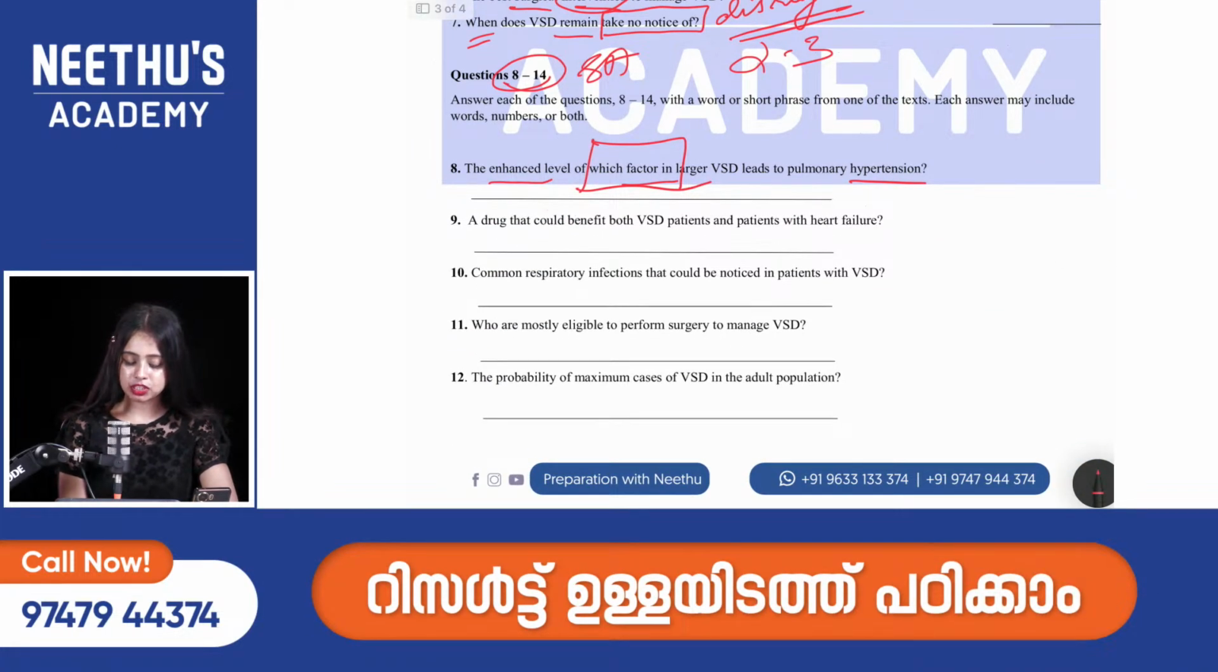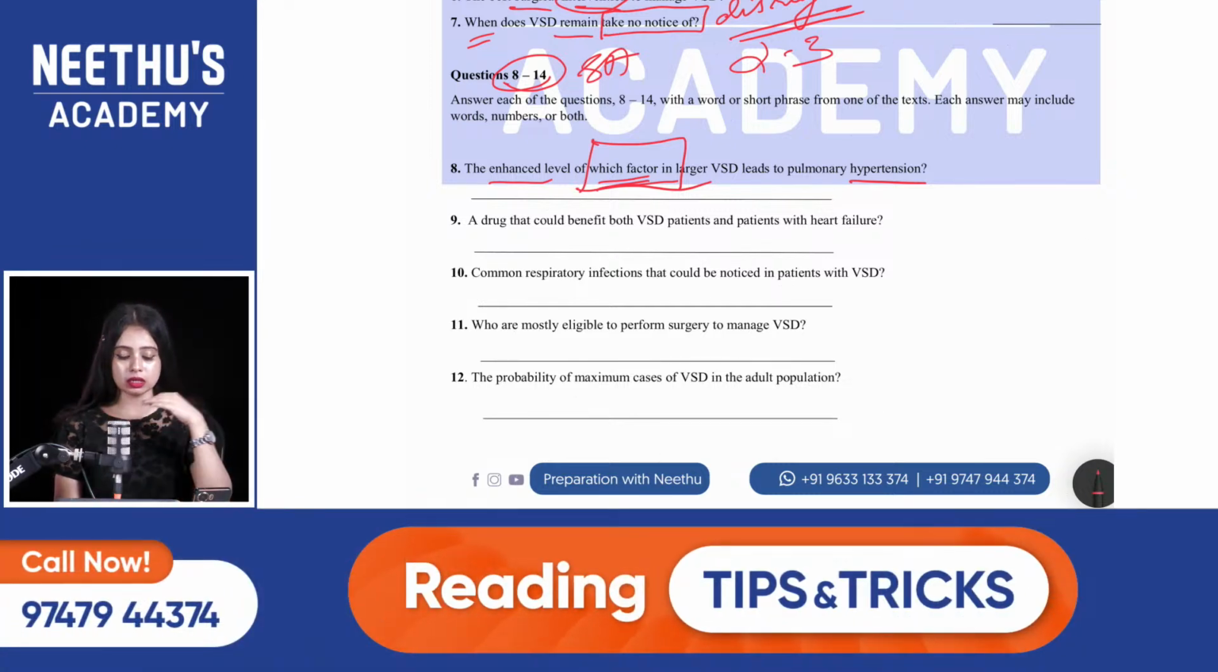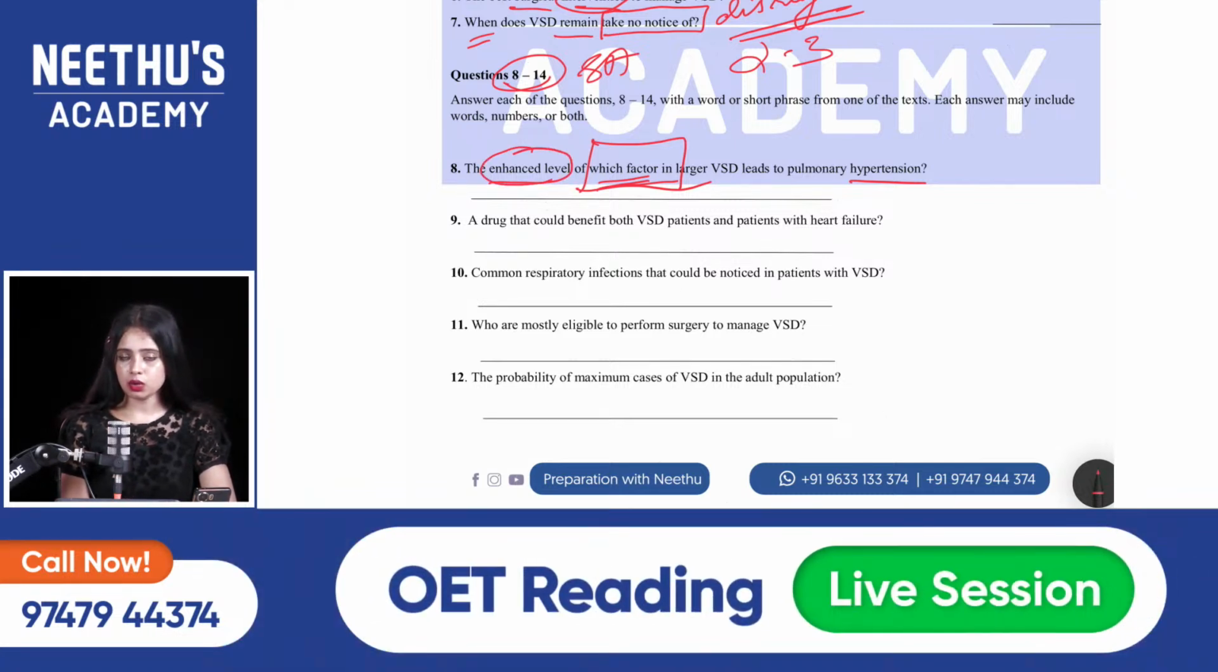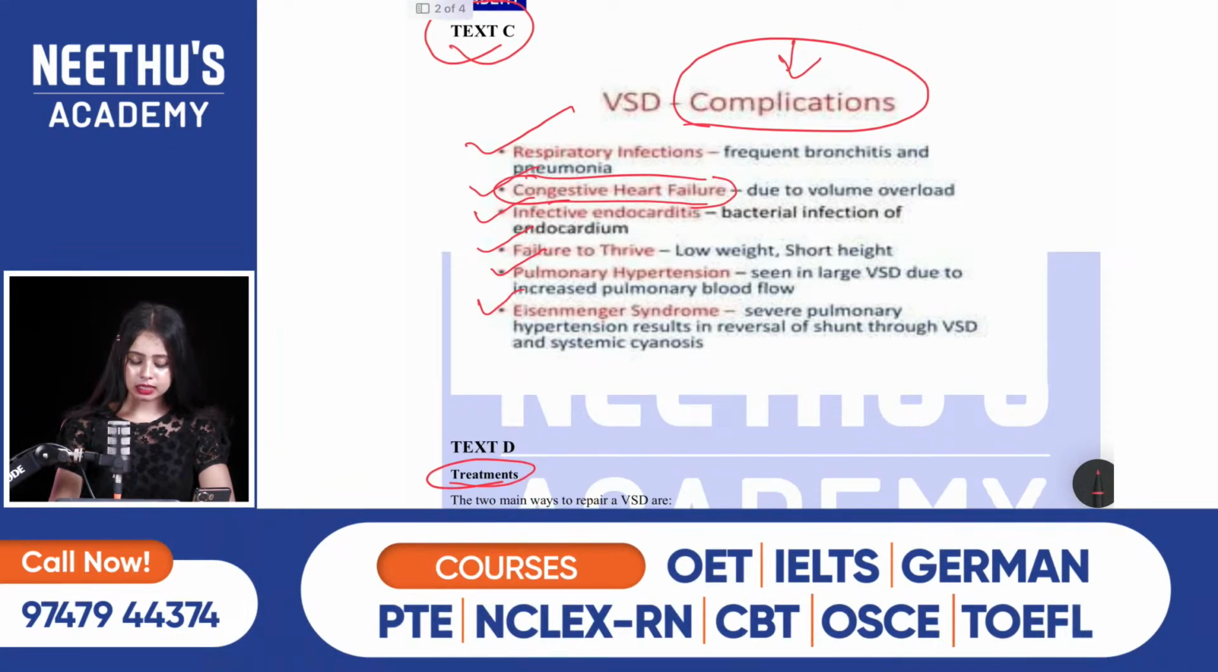Enhanced level of which factor? Okay, increased blood flow? Is it increased blood flow? Increased means enhanced, isn't it? You don't have to repeat the same. So what will it be? The 8th one. Actually, it is in text C.